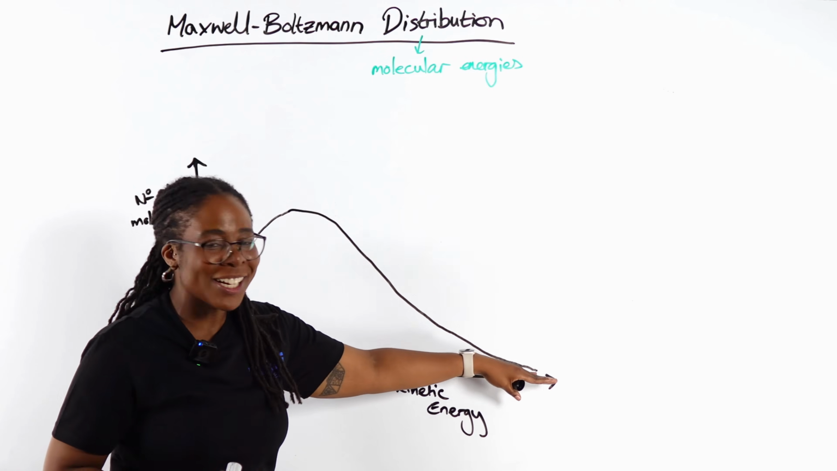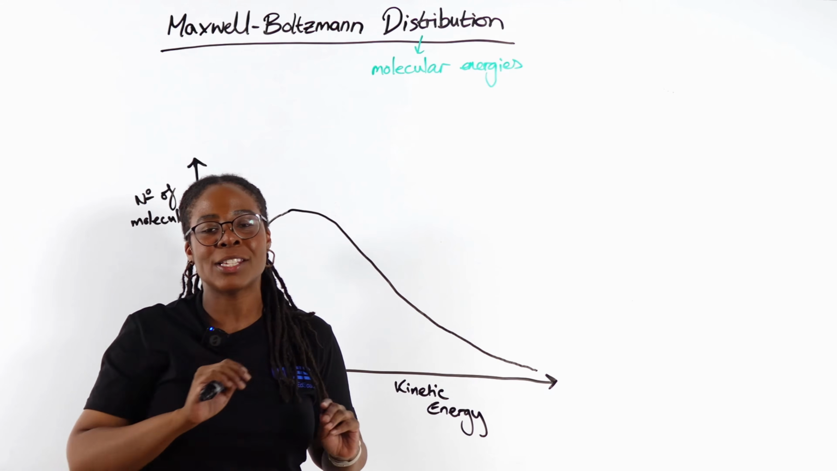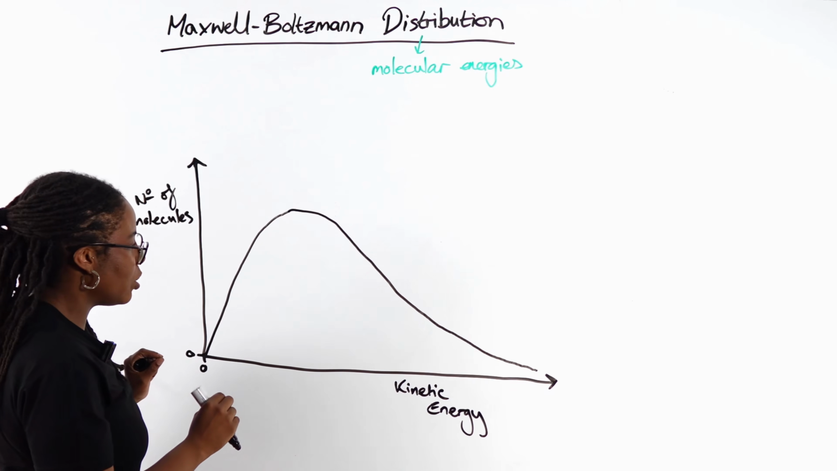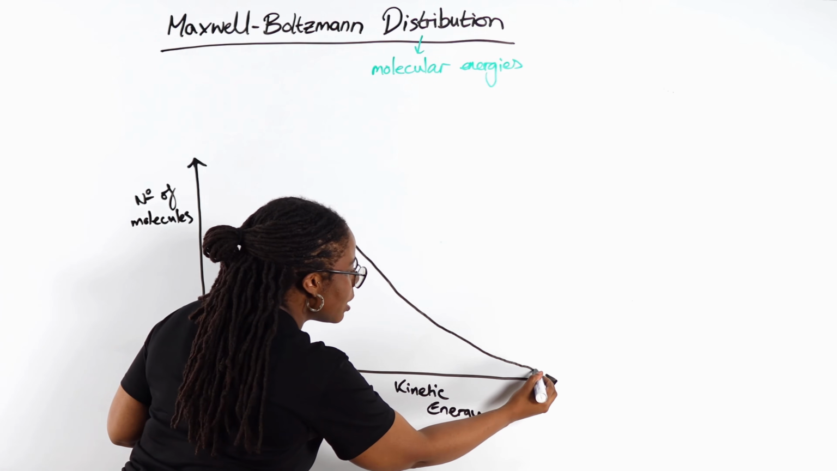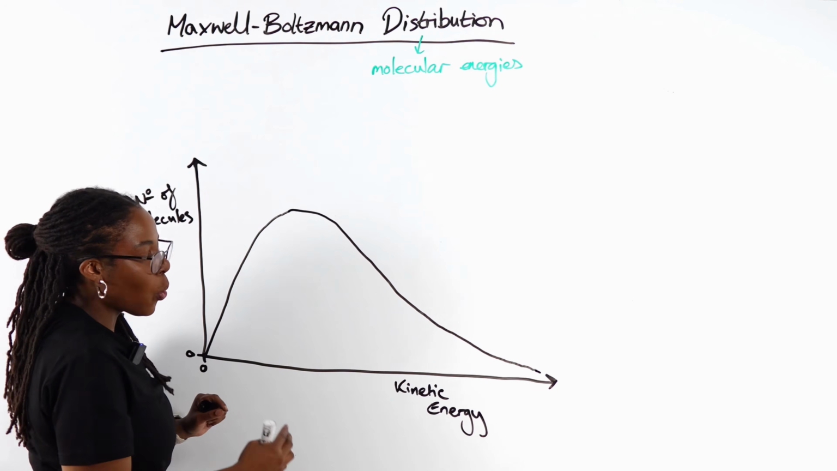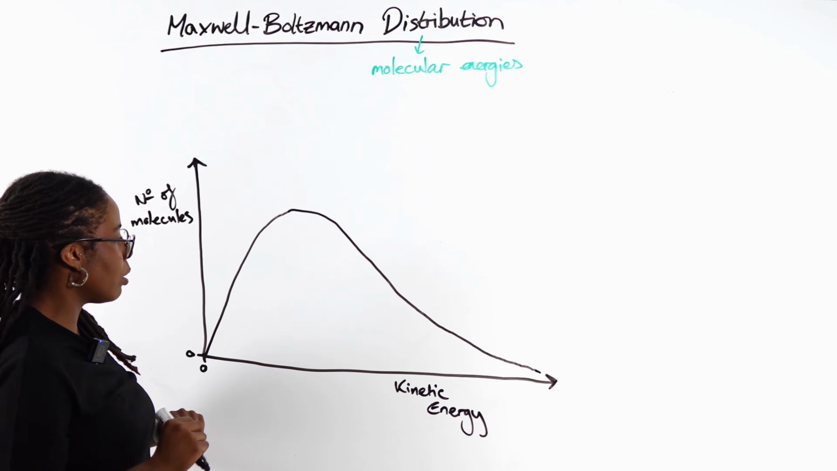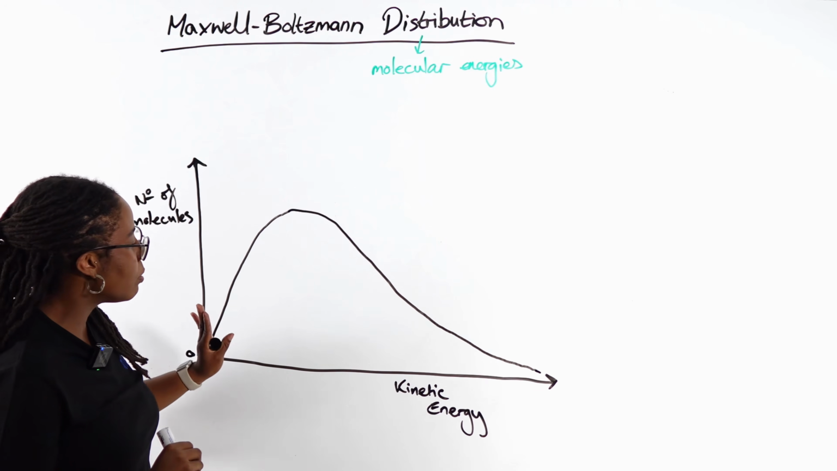So it's not going to touch the x-axis because there's always a chance that there's going to be a molecule with that really high energy. So we're going to get close to the x-axis, but never quite touching it, just closer and closer and closer. So that is our general shape.